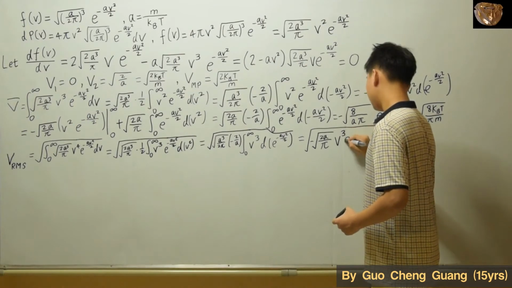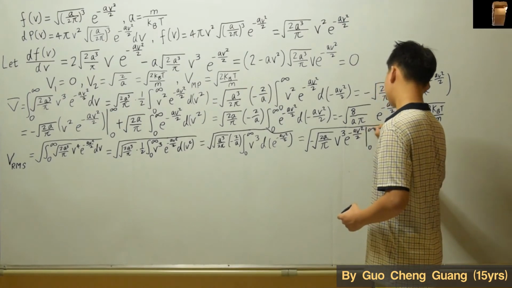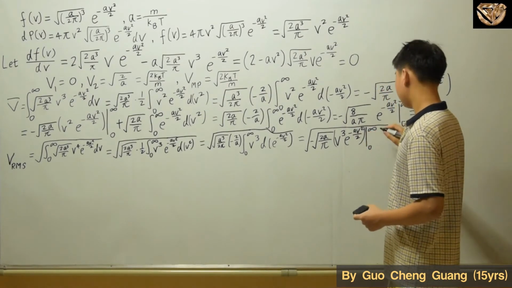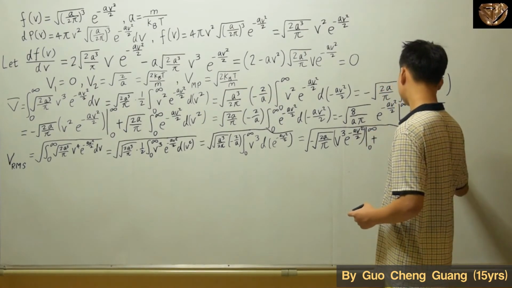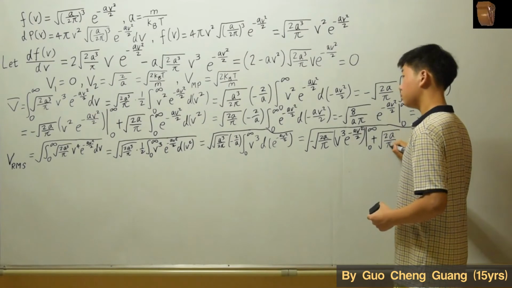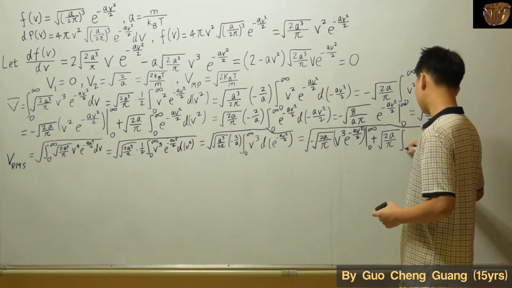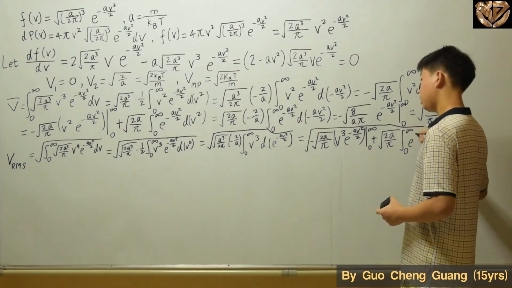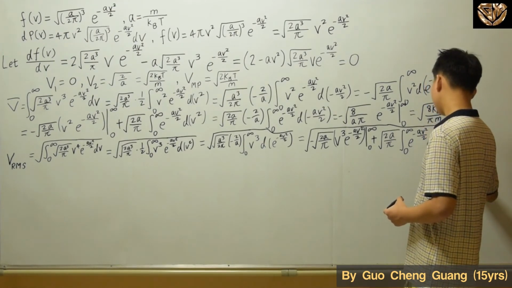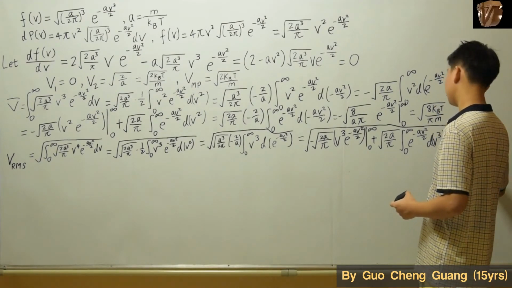v cubed e to the power of negative av square over 2, from 0 to infinity, then followed by plus square root 2a over pi, and you're going to see a swap in the 2, which is integrate from 0 to infinity e to the power of negative av square over 2, then d v cubed this time, right?